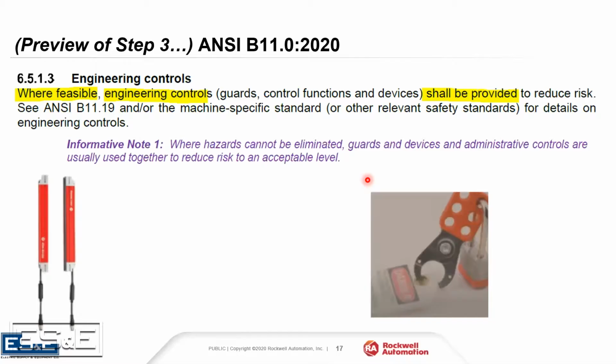This section from B11.0 says, where feasible, engineering controls shall be provided to reduce risk. So it is the responsibility of the machinery designer to address this with engineering controls. And relatively speaking, it's understood that the hazards can't always be eliminated. So guards, devices, and administrative controls will probably be used together.